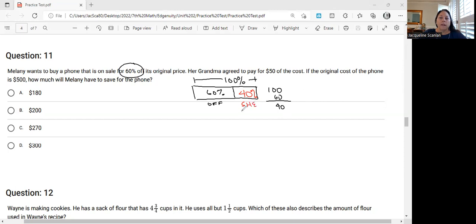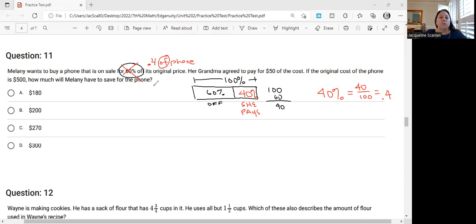And we can write that as a decimal. When we take a percent and write it as a decimal, percents are always out of 100. So we're going to take 40 and write it over 100, and divide 40 by 100 and get 0.4. I did all of that math just to come up with the conclusion that Melanie is going to pay for 0.4 of the phone. That's what 40% would represent. And of in math means to multiply.